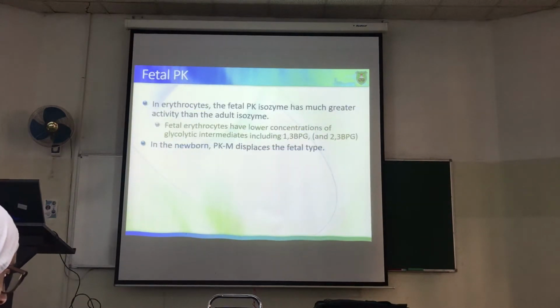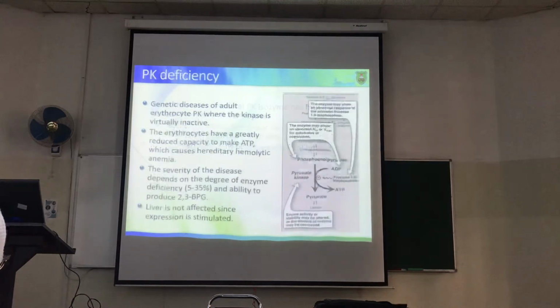Okay, now what happens is that once the child is born, you have a switch from the fetal pyruvate kinase to the adult pyruvate kinase. So pyruvate kinase is an important enzyme. Now what's important about it is that it can be deficient. You can have certain mutations affecting this enzyme.